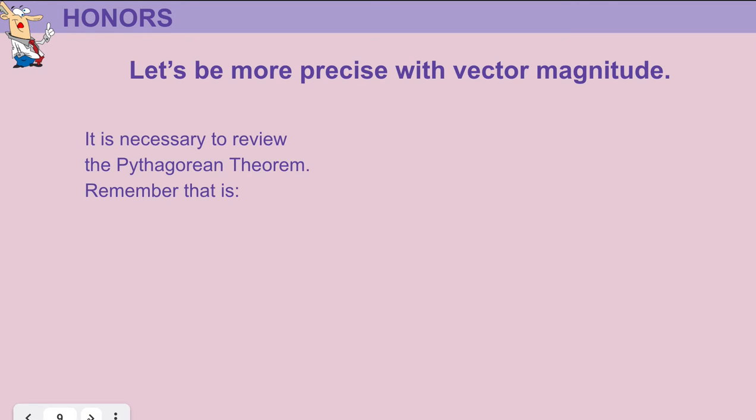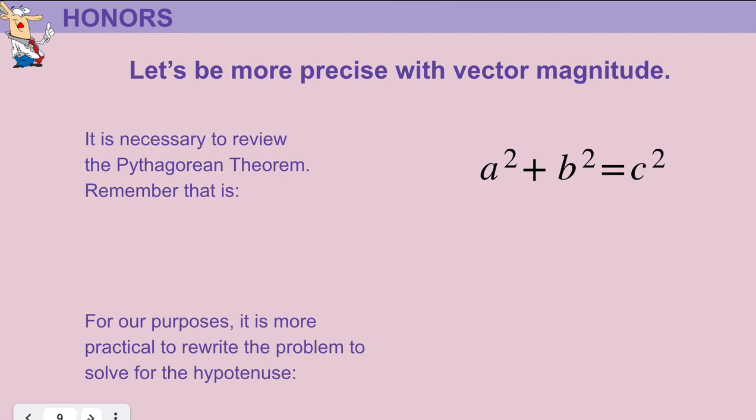It's necessary first to review the Pythagorean theorem. Remember, that is a squared plus b squared equals c squared. For our purposes, it will be more practical to rewrite the problem so we solve for the hypotenuse, which, as you may recall, is c equals the square root of a squared plus b squared. So let's look how we might apply this.